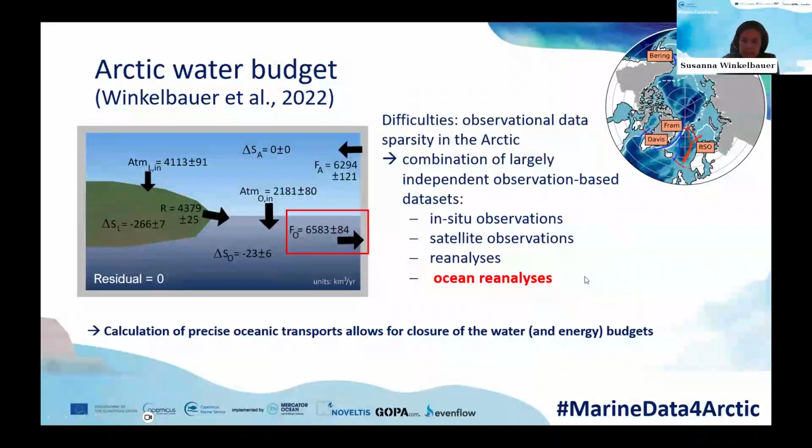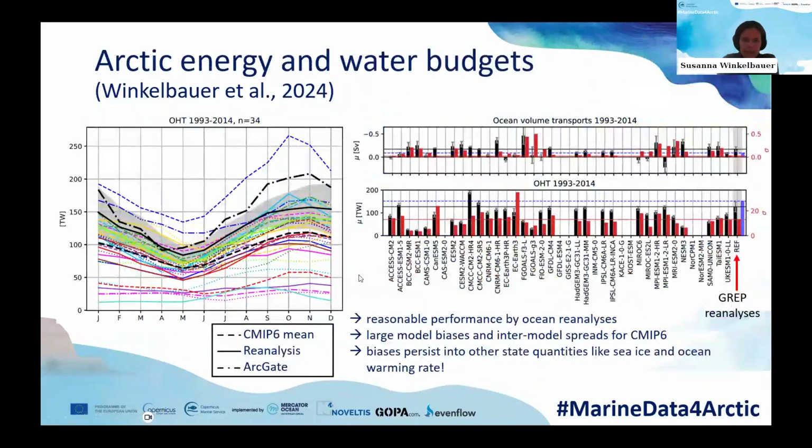Now, using this as a baseline in another study, a study from last year, we assessed the Arctic energy and water budgets from reanalysis and climate models. Here to the left we see the heat transports integrated over all four Arctic straits. This is the net heat that flows into the Arctic Ocean from latitudes further south.